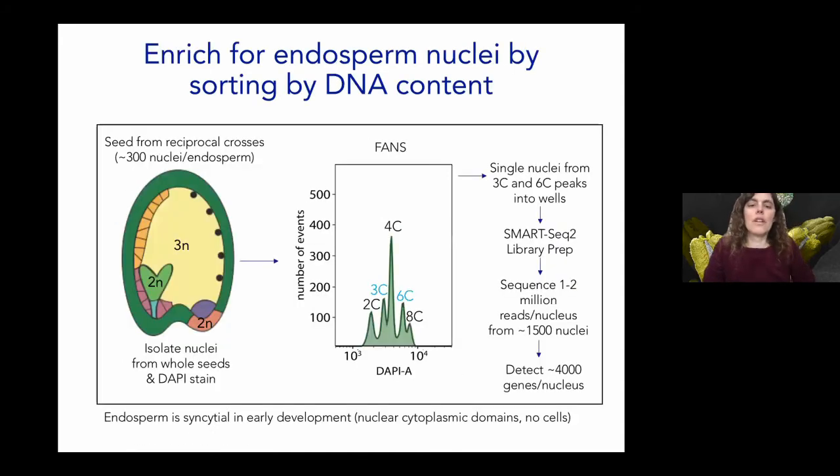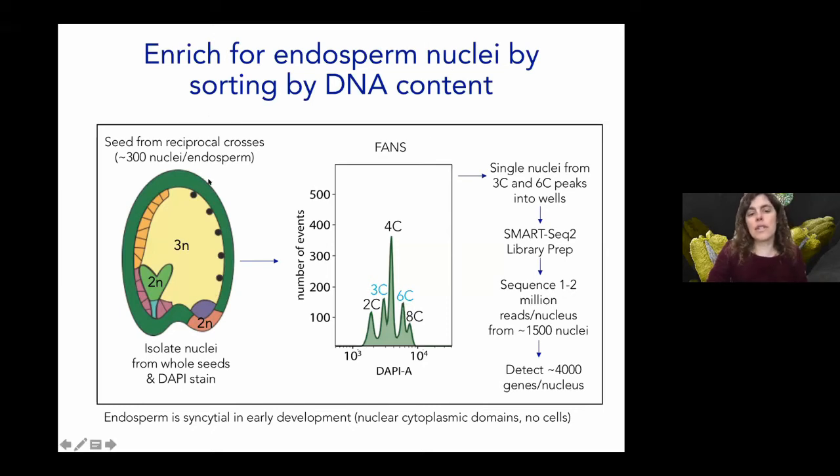Okay, so one of the reasons that we did nuclear RNA-seq, of course, there's a lot less RNA in a nucleus than in a whole cell, but the reason we needed to do this is because the endosperm is syncytial in its early development. So there's actually no cells to do protoplasting on in early endosperm. Rather, there's what's called nuclear cytoplasmic domains organized around the endosperm, and then cellularization happens at about the heart stage of embryogenesis.